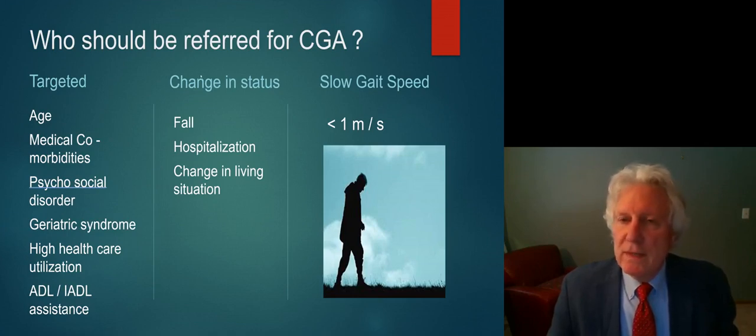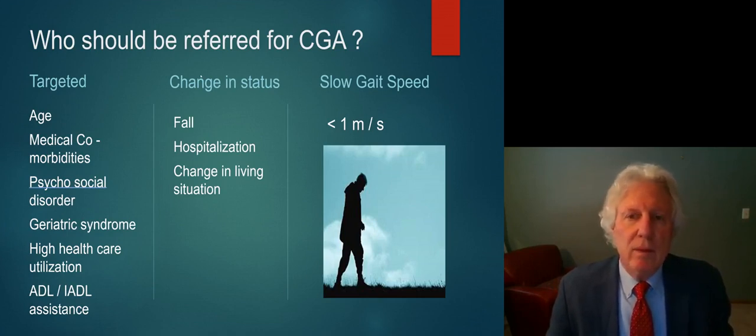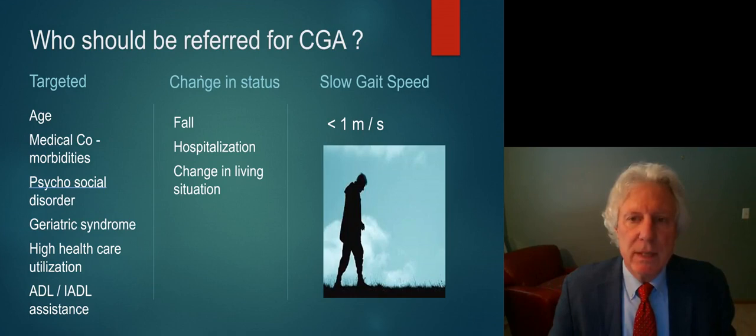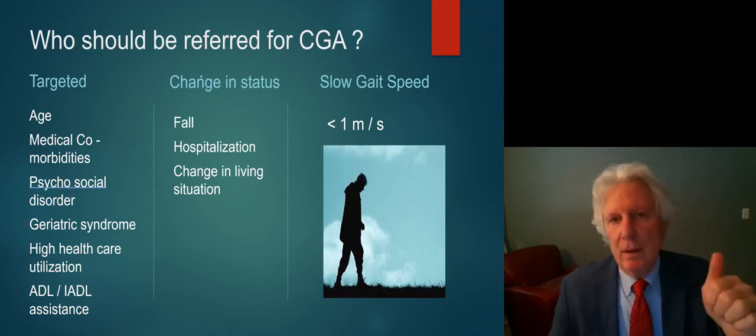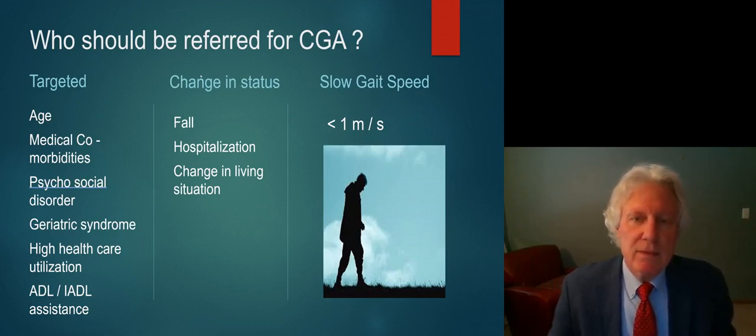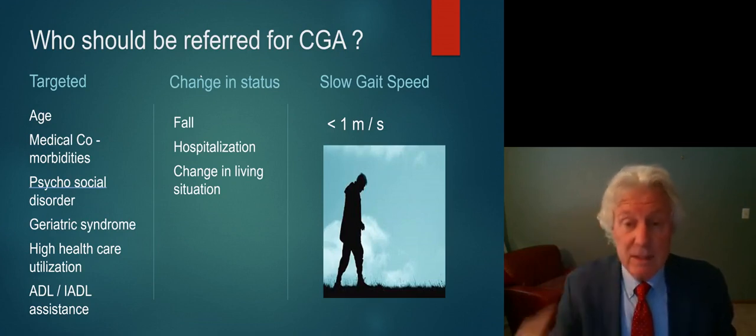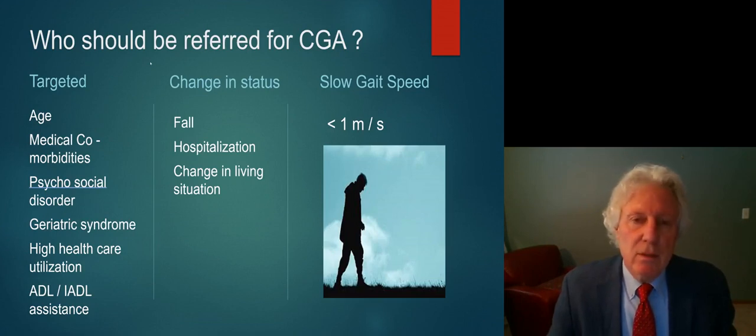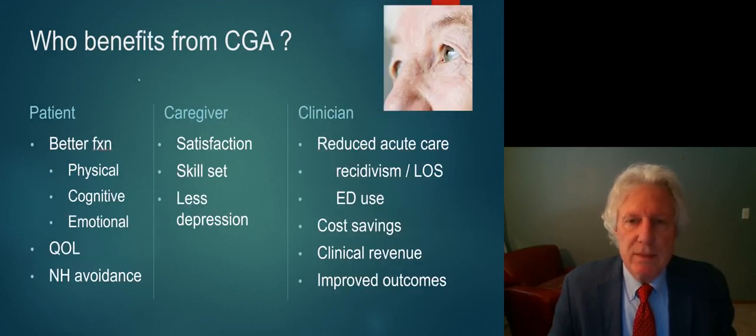And one of the points that I think is emerging is slow gait speed. People that have a gait speed of less than 1 meter per second have multiple risk factors for falling, hospitalization, cognitive impairment, and death. So those 4 parameters themselves are marked by a simple test that can be done in less than a minute in the clinic to identify older adults who would benefit from geriatric assessment.